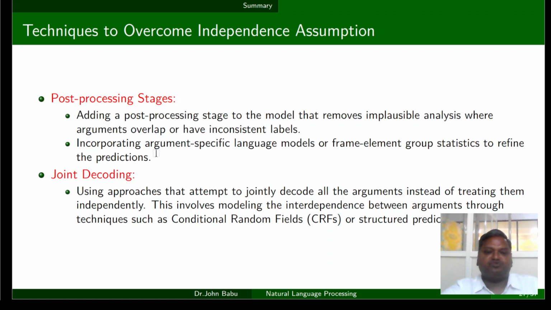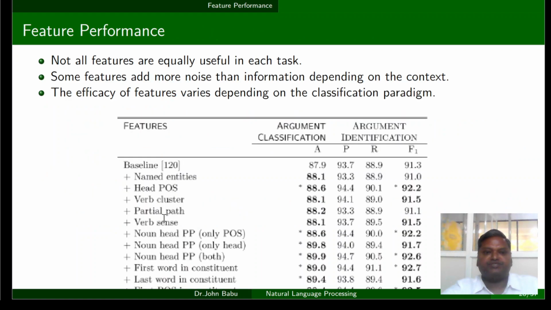And the fourth approach is using approaches that attempt joint decoding, not independently decoding, but jointly decoding all the arguments instead of treating them independently. So this will involve modeling the dependence between the arguments through techniques such as conditional random fields or structural prediction models.